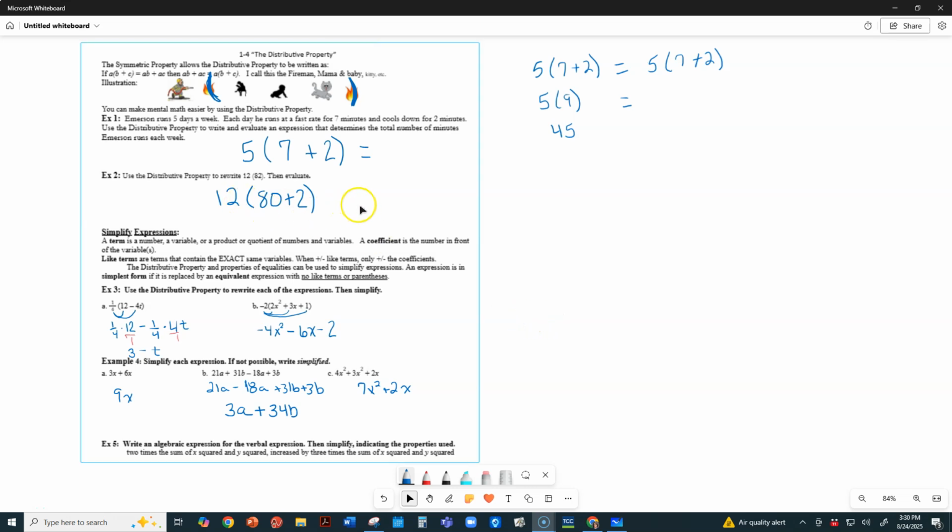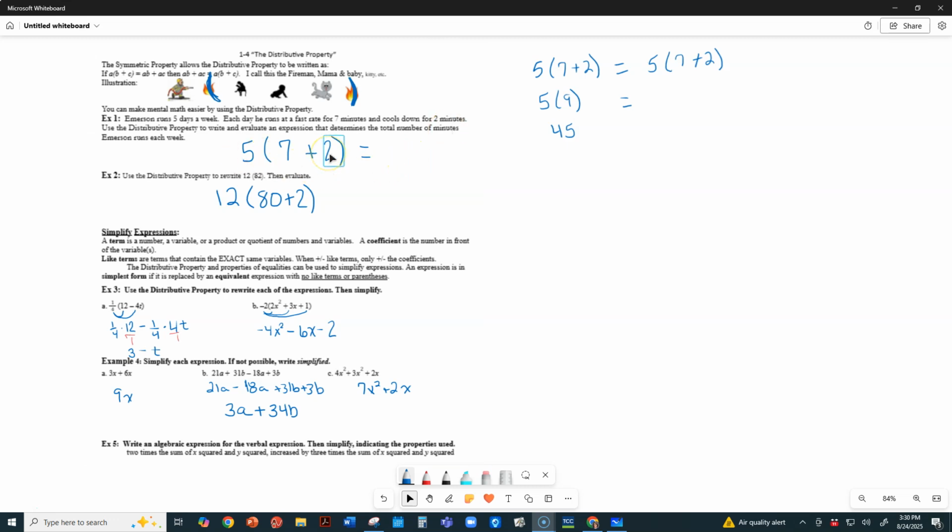Pretty sure I did most of these with every class, but I will run through them one more time just in case we didn't. I may have skipped this one. Emerson runs 5 days a week. Each day he runs fast for 7 minutes and then cools down for 2 minutes.